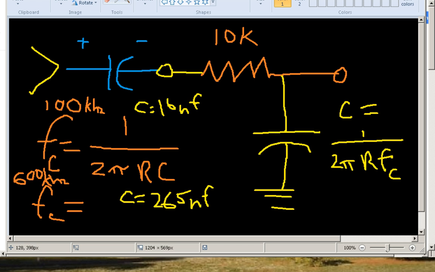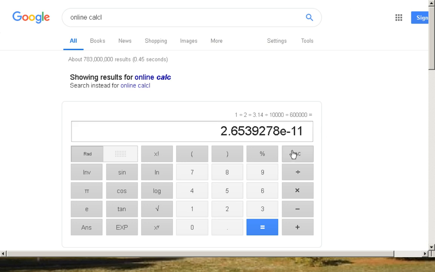Well, that doesn't make any sense, does it? Capacitance is supposed to be inversely proportional to frequency. Here the capacitance went up and the frequency went up. That doesn't make any sense. Oh my god, are you kidding me today?